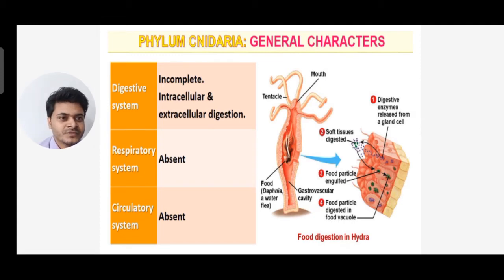You can see food digestion in hydra given. Tentacles are given, mouths are given. Digestive enzymes are released from a gland, and you can see soft tissue digested food, with particles engulfed in the gastrovascular cavity. So in the digestive system, intracellular and extracellular digestion takes place.